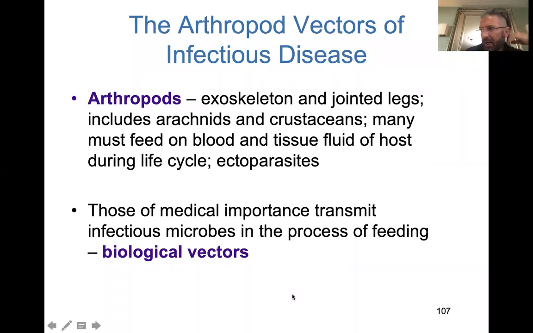So, if I ask you a question on the last exam about some of these vectors we talked about, ticks, fleas, lice, or whatever they happen to be, I'm just going to ask you that. And remember, the biological vectors are of medical importance, and they transmit infectious microbes in the process of feeding. So they're just feeding. They don't care about whatever is in there. They just want the blood meal, and they just happen to be re-injecting that into the next host. So they're just a biological vector.